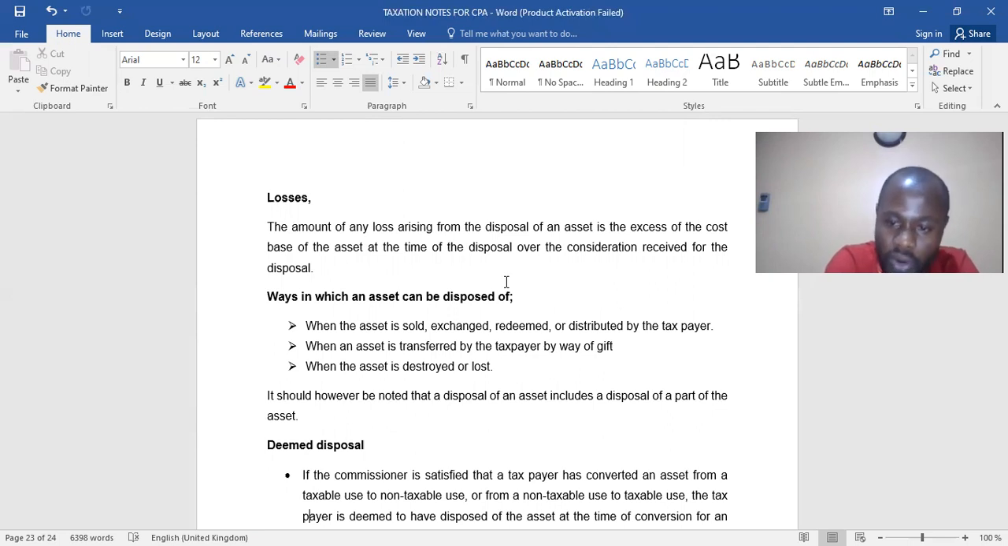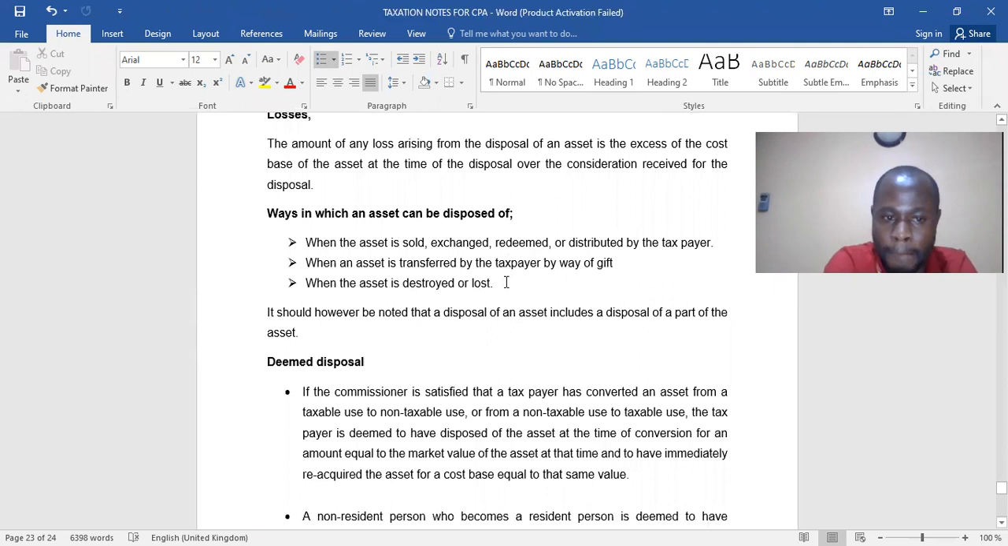So if you compute the disposal gain, then that gain would be subjected to tax. There is what we call deemed disposal.